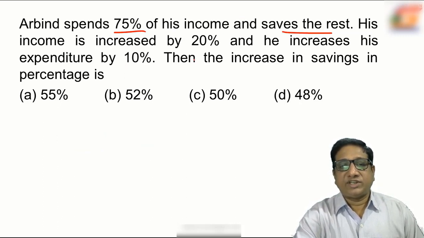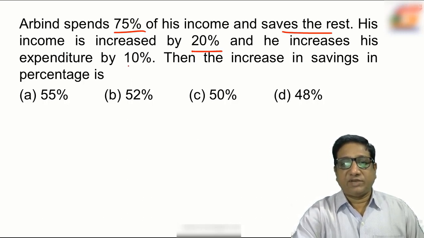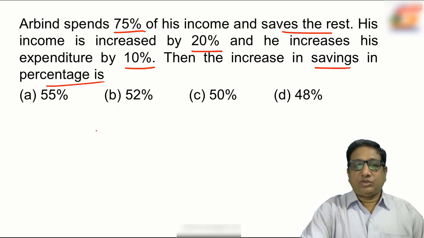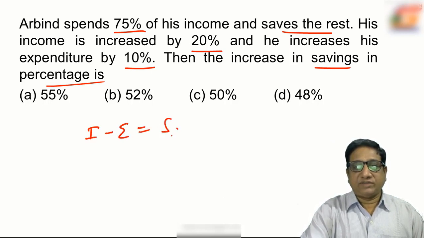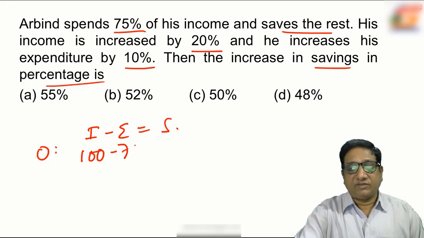Arvind spends 75% of his income and saves the rest. His income is increased by 20% and he increases his expenditure by 10%. Then the increase in savings in percentage is? We know that income minus expenditure is equal to saving. Originally, income let be 100, expenditure 75, so saving will be 25.